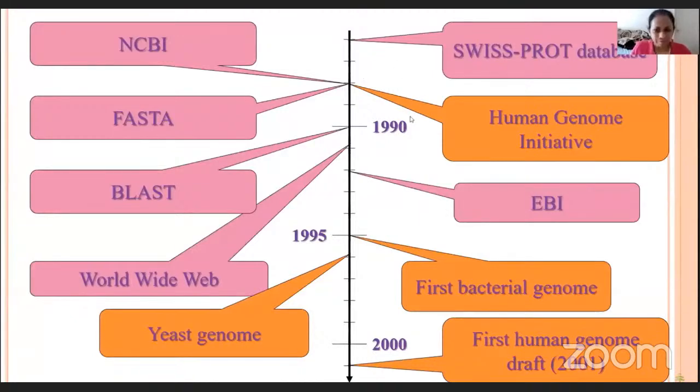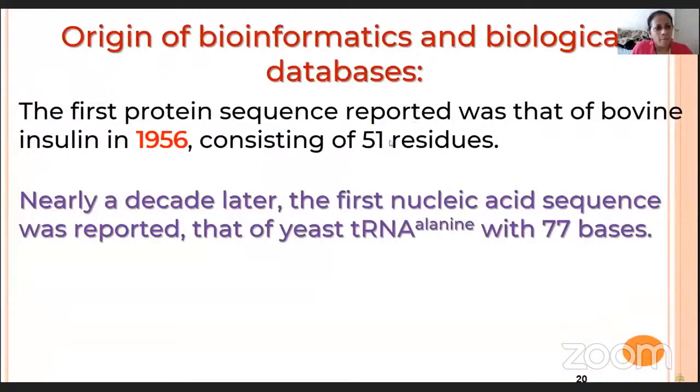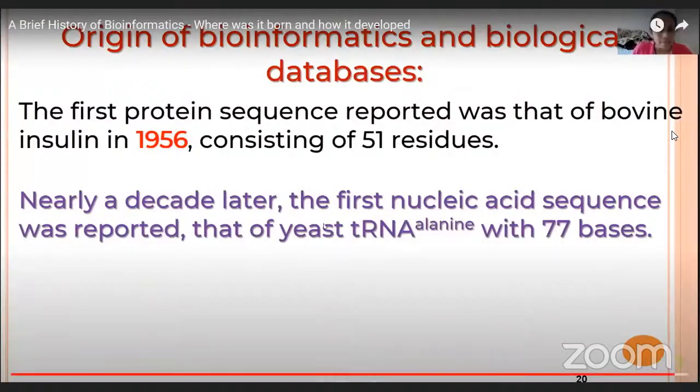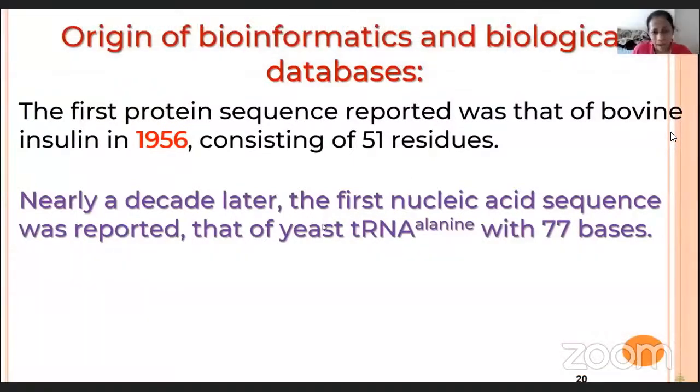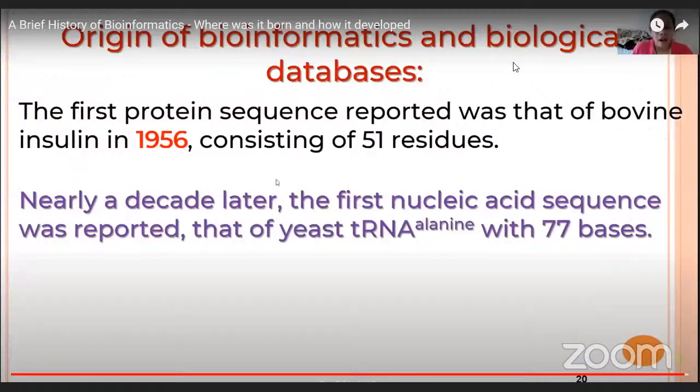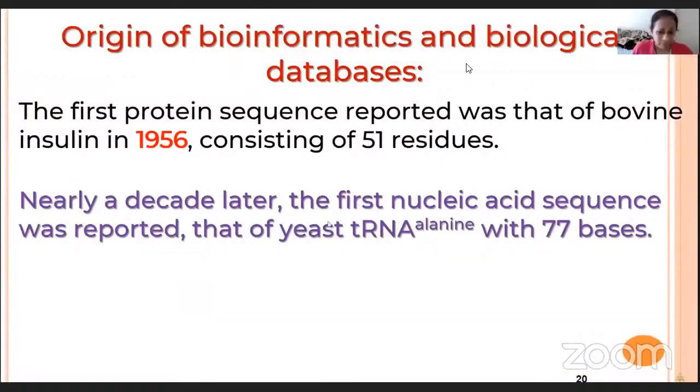And then the origin of bioinformatics: the first protein sequence reported was that of insulin, 1956. It consisted of only 51 amino acids. And then nearly a decade later, the first nucleic acid sequence was reported. Again, there is a faculty at Georgetown who passed away 2 years ago, Jack Chirikian. He was the first person to sequence a tRNA when he was at Princeton.